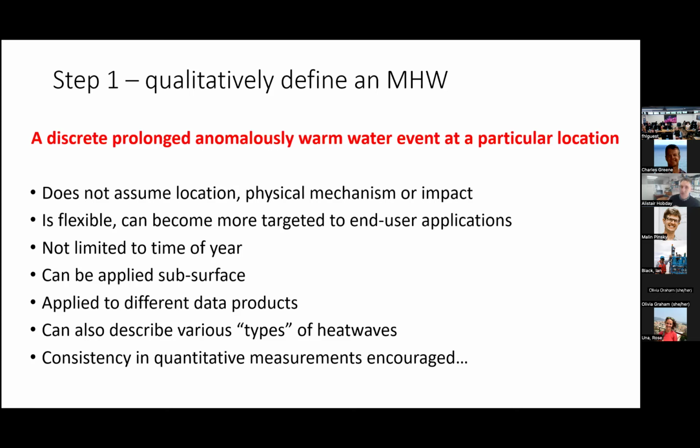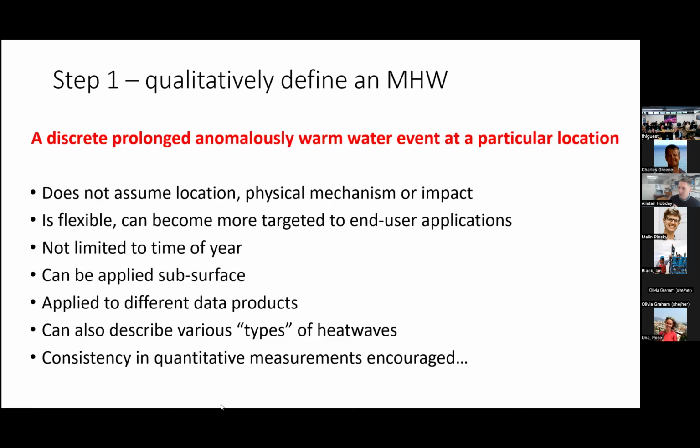The important things that we thought about qualitatively defining a marine heat wave were generally that it was discrete, it had a beginning and an end, it was prolonged, and it was anomalously warm for the location. We didn't want an absolute definition of marine heat wave, such as it had to be 2 or 3 degrees above average. It had to be warm for the particular location. We wanted a definition that would be flexible. It wasn't limited to the time of year. It could work in the subsurface. It could be applied to different data products. It could describe various types of marine heat wave, and it would encourage consistency in quantitative measures.